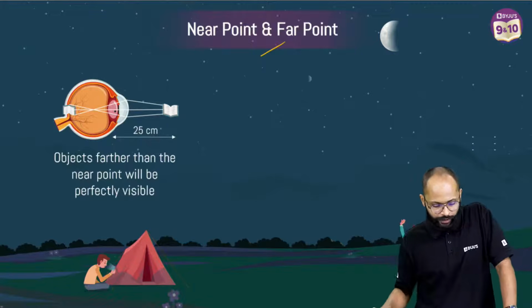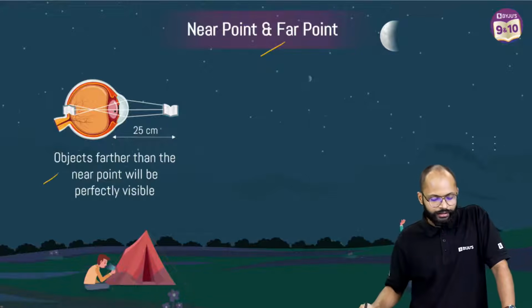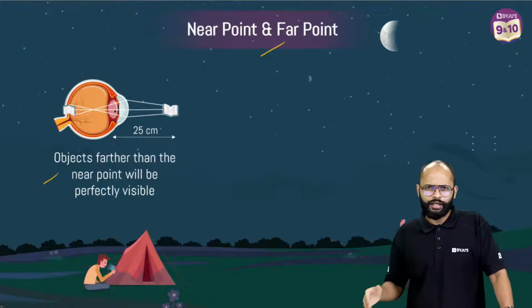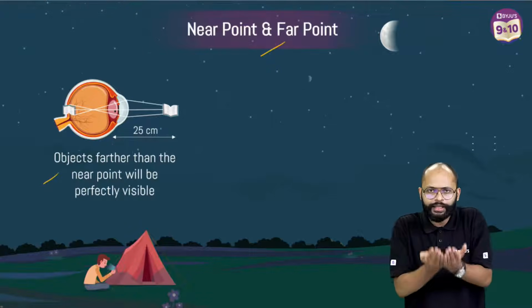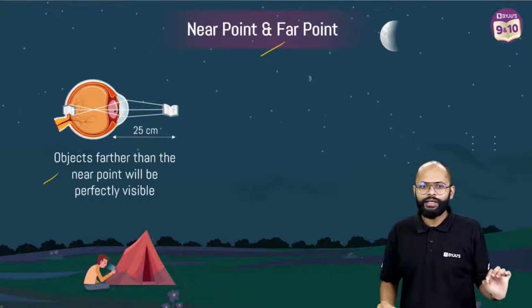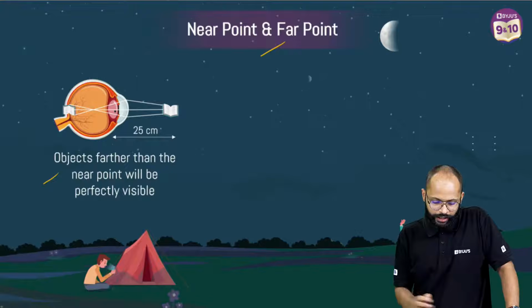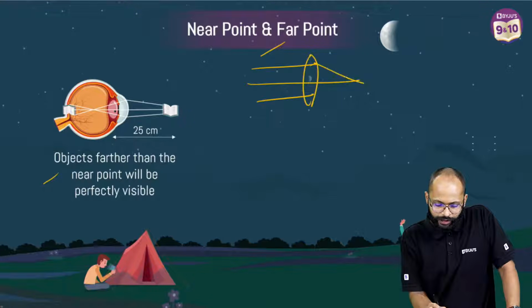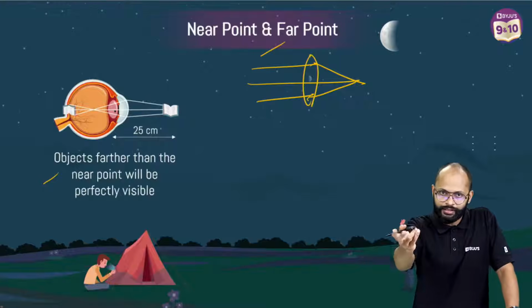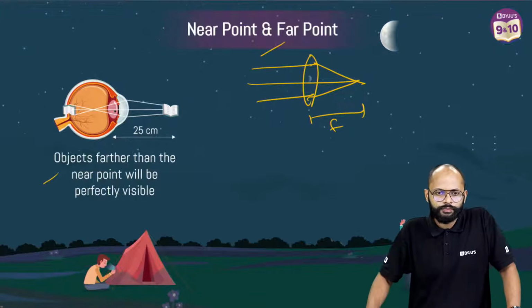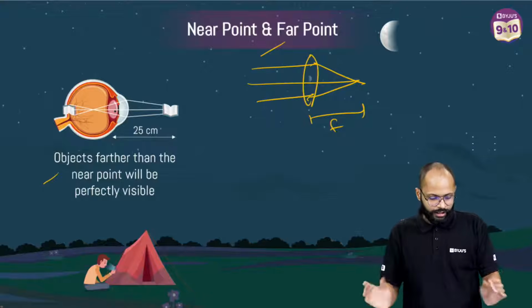Near point and far point. Objects farther than the near point will be perfectly visible. You might have heard this: don't read very close like this. Usually everyone tells you 25. Did you not understand focal length? What is focal length? It's easy. Suppose this is a lens and parallel rays are coming. They meet after a certain distance. This we call the focal length. That's all it is. Don't panic.